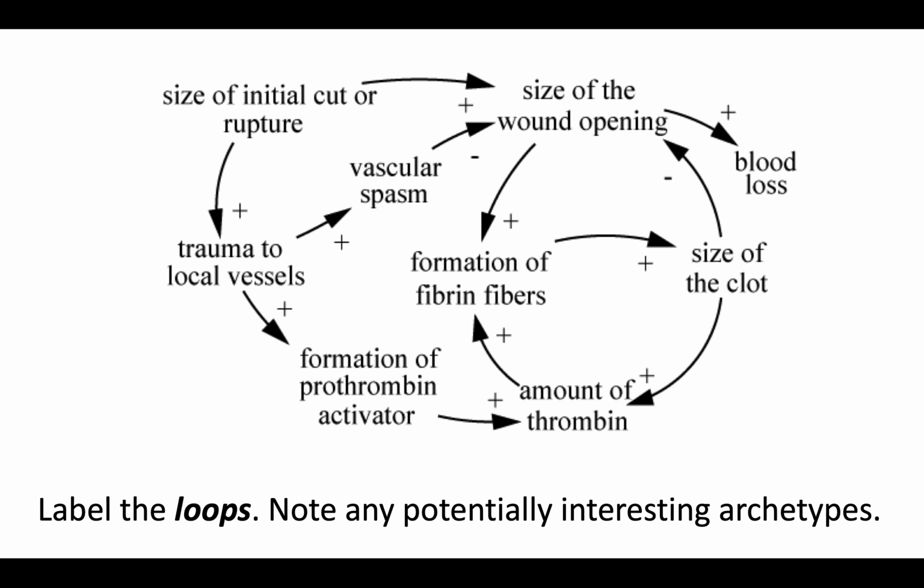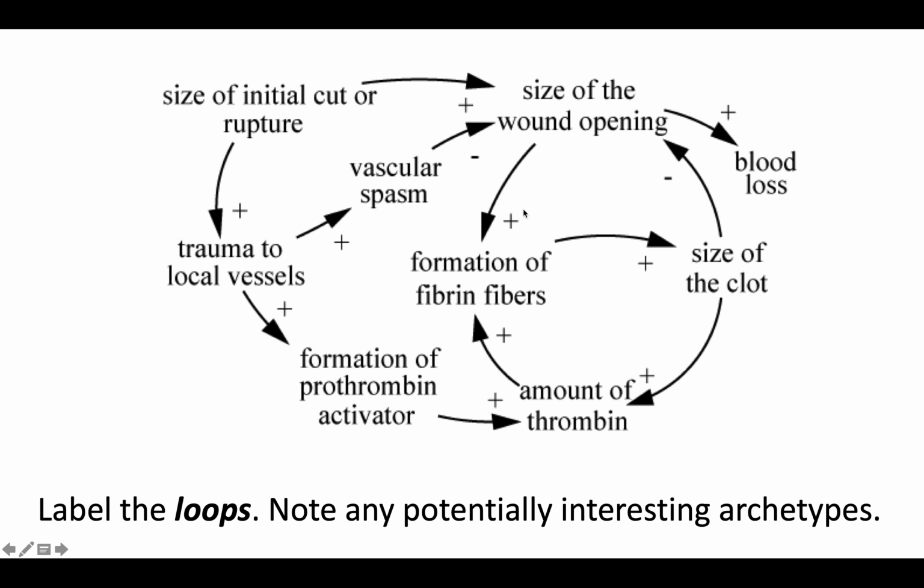So we're going to label the loops. If I look closely here, I've got a loop going from size of wound opening to formation of fibrin fibers to size of the clot and back to size of the wound opening. So this here looks like it's a negative feedback loop.